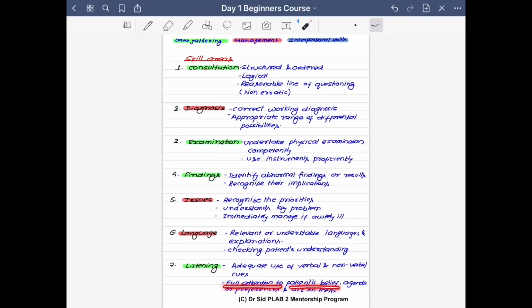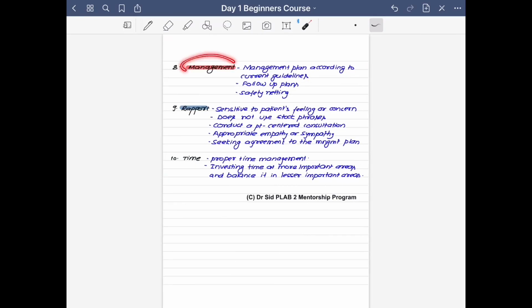Likewise, if you are giving full attention to the patient's belief, agenda or preference and act on them, then you are also doing good on the listening. So this indirectly means that you have to ask about ideas, concerns and expectations in order to perform good on the listening aspect. Let's move forward.